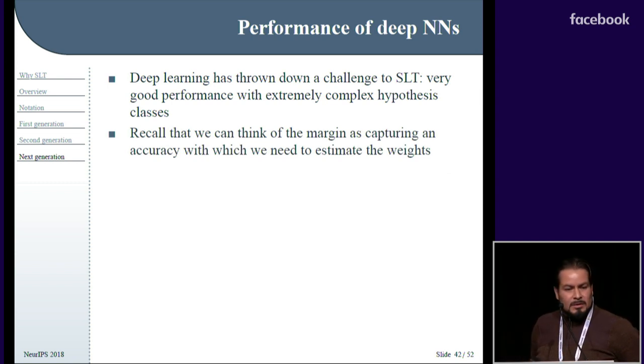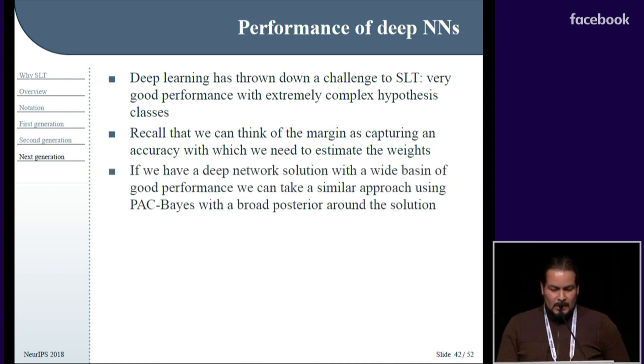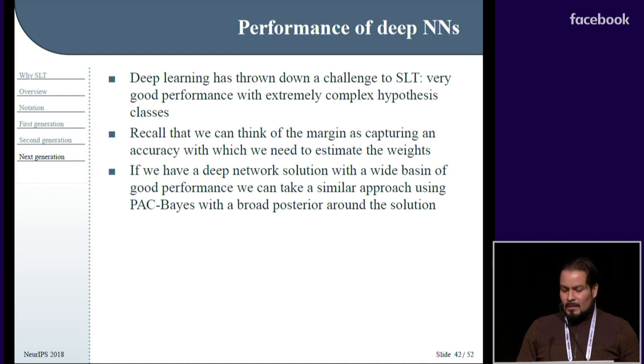Something that came up while John was speaking was this connection between the margin and the accuracy with which one has to estimate the weights. So think of the output of a neural network, the weights output by a neural network. If those weights somehow live in a region, a wide region, sometimes called a flat, wide region with good generalization, then that's some property that has been connected to the ability to generalize.